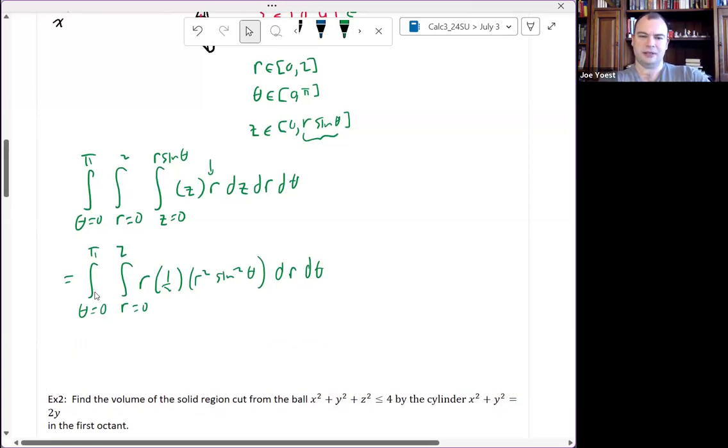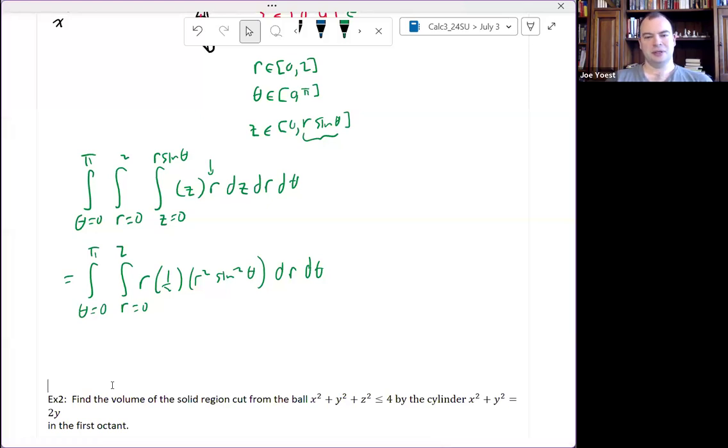Now, if I look at this integral, I do have an integral where both of the bounds are independent. This is essentially a polar rectangle. Neither the bounds on theta nor on r depend on the other variable. And also my integrand, my function on the inside, is the product of a function of r times a function of theta. Well, this I can split apart now.